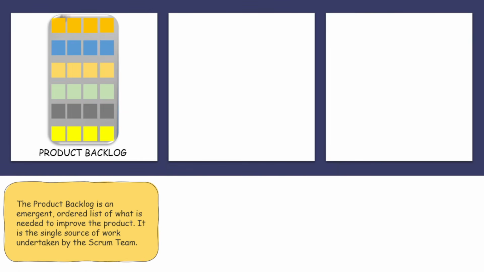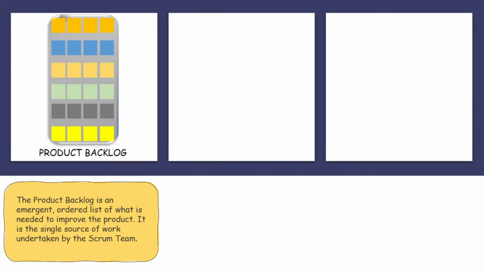Finally, let's talk about the artifacts. We have the product backlog. The product backlog is an emergent ordered list of what is needed to improve the product, which means it emerges on an ongoing basis. It is not like a project plan where everything is spelled out right from the get-go. No, it evolves. It is the single source of work undertaken by the Scrum team.